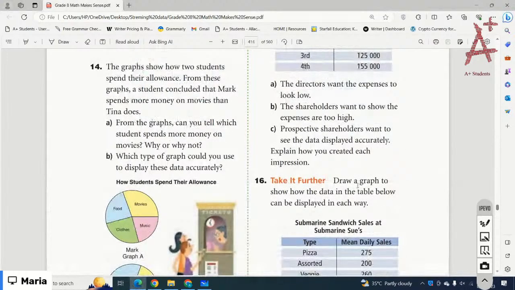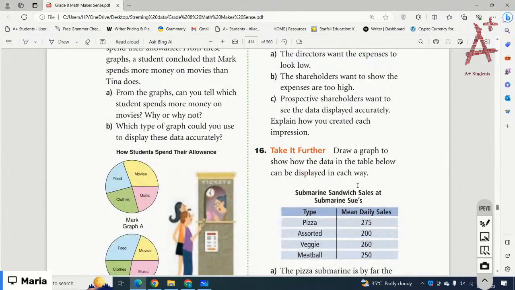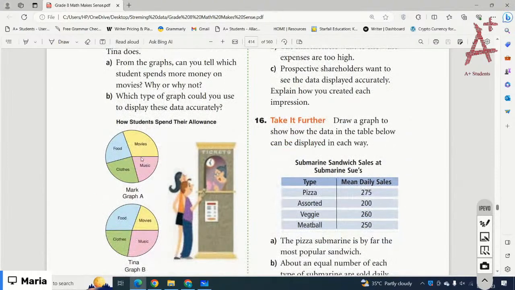Okay, let's just start with question number 14. The graphs show how two students spend their allowances. From these graphs, a student concluded that Mark spends more money on movies than Tina does. From the graphs, can you tell which student spends more money on the movies? Why or why not?